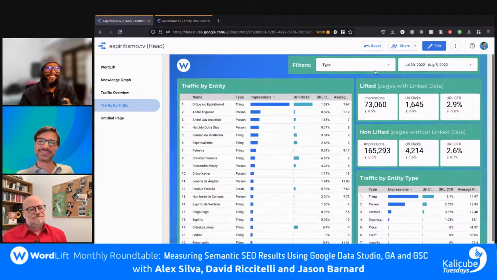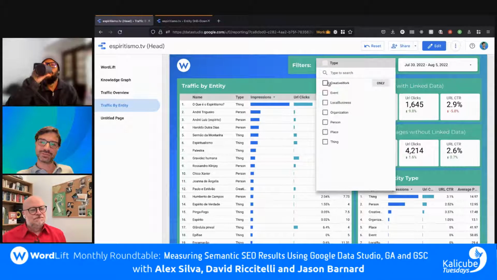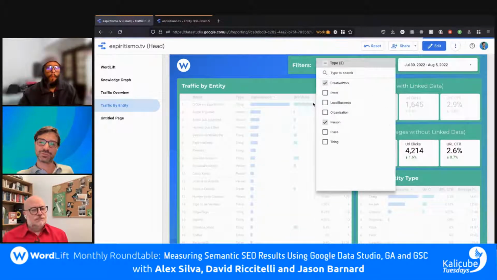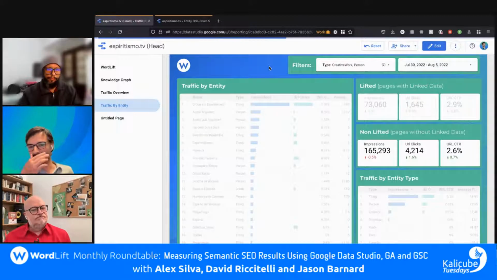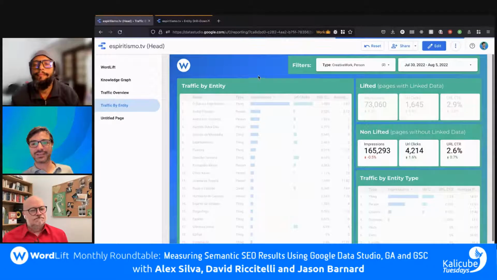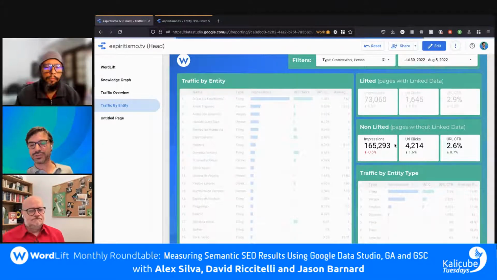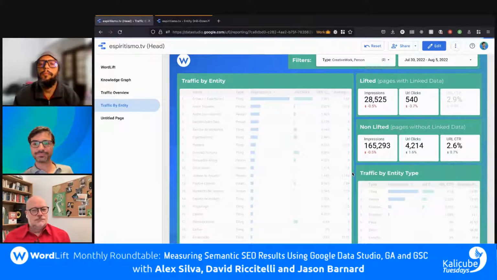And the other nice thing here, like we saw before, is that you can actually filter the types. So if you want the data to focus, for example, on creative work and person, you can do that. It could be quite interesting to see how the impressions and clicks change in relation to these two entity types. This, of course, doesn't change because this is only related to the pages without entities. So we have. Yeah.